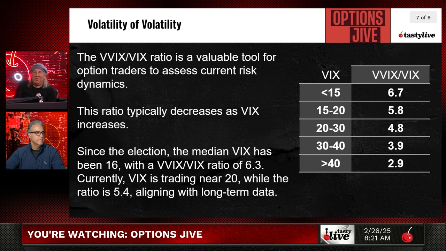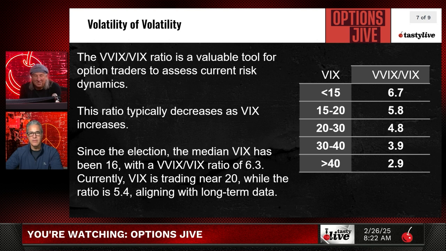So the ratio, VVIX to VIX, is a valuable tool for option traders to assess current risk dynamics. The ratio typically decreases as the VIX increases. Since the election, the median VIX has been 16 with a VVIX-VIX ratio of 6.3. Currently, the VIX is trading near 20 while the ratio is 5.4, aligning with the long-term data. Yeah, I'm not sure that we would use this that often, but it is interesting to see the chart on the right-hand side of the page. I don't know if it's something I'm going to set up, but yes, it seems understood. It's good to know.